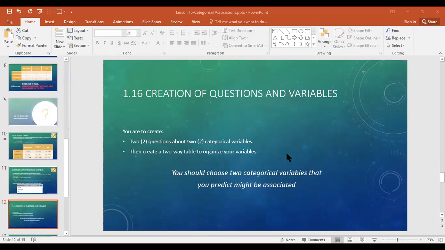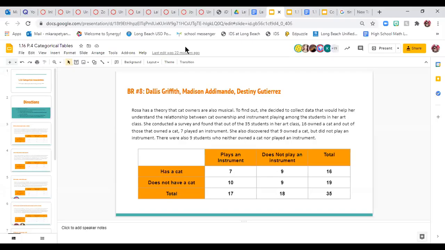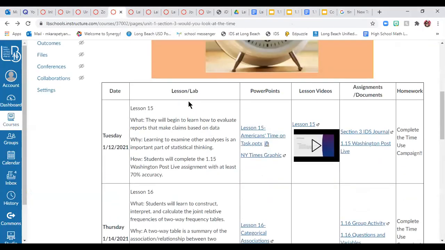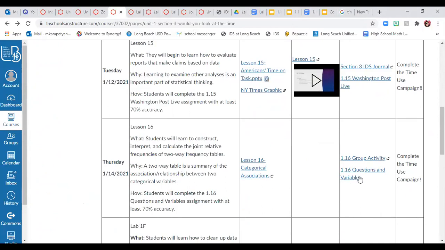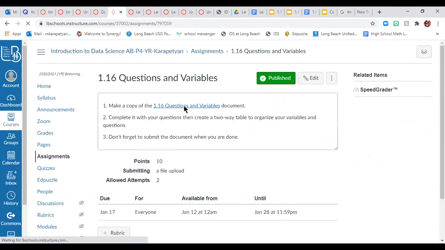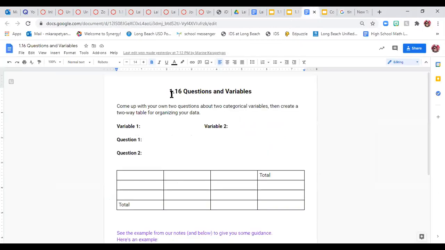And then you're going to create a two-way table. So this is your 1.16 questions and variables assignment. If we go to our questions and variables assignment here, looking for our period 4, yep. If you click on your 1.16 questions and variables assignment, it's going to make you make a copy of this sheet right here, okay?